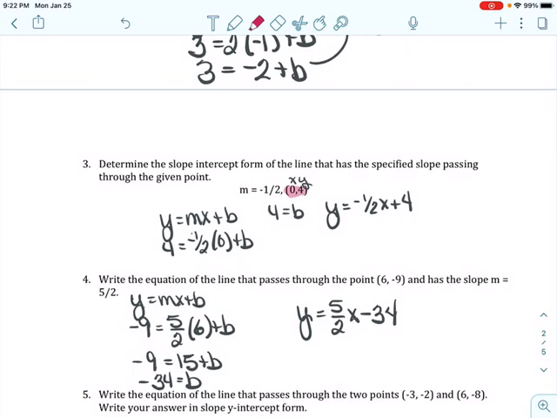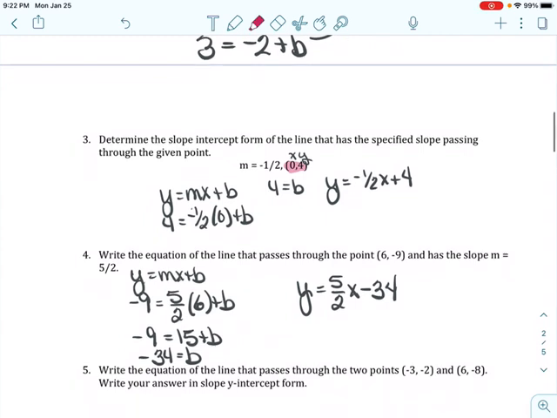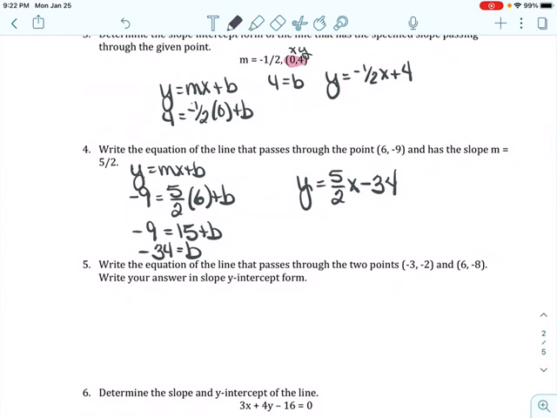Okay, so the second one, number 4, I got negative 34. And at any time, if I make a mistake, it's totally okay. Just let me know, and we'll correct it in the next day in class. All right, let's try the next one.